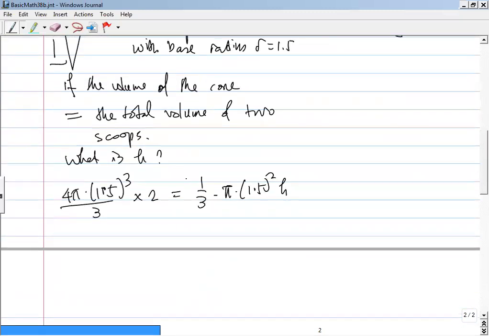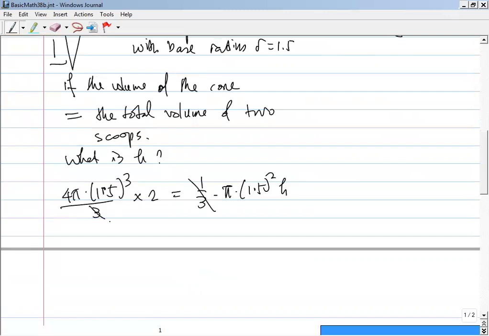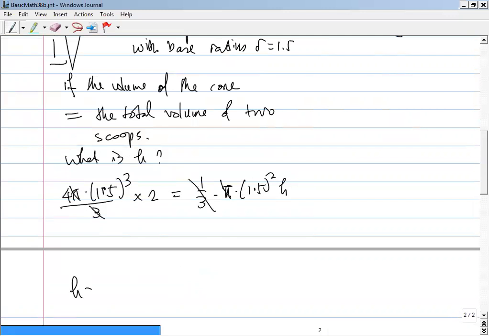So you cancel the 3, and you also cancel pi, right? 4 is there, 1.5 cubed, 1.5 squared. So h is going to be 4 times 2 times 1.5. So the answer is 12. It's an integer.